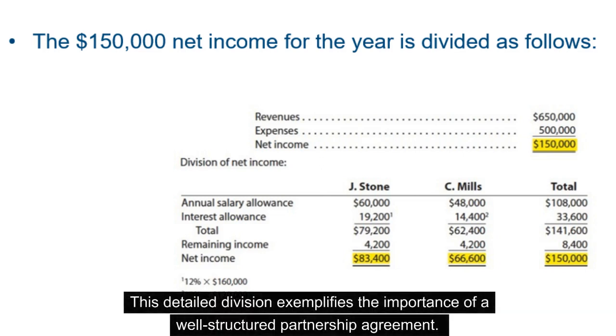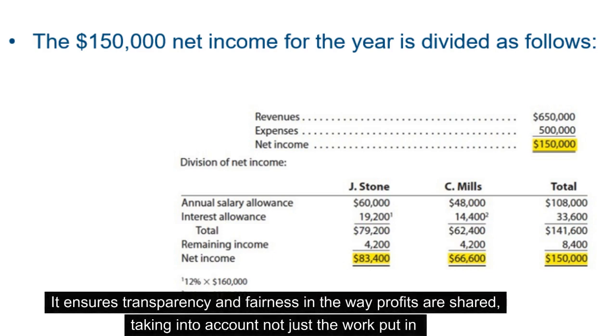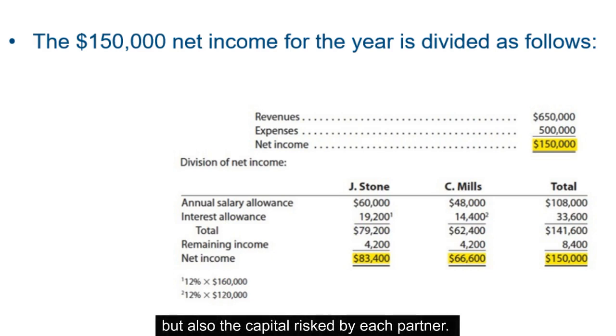This detailed division exemplifies the importance of a well-structured partnership agreement. It ensures transparency and fairness in the way profits are shared, taking into account not just the work put in but also the capital risked by each partner.